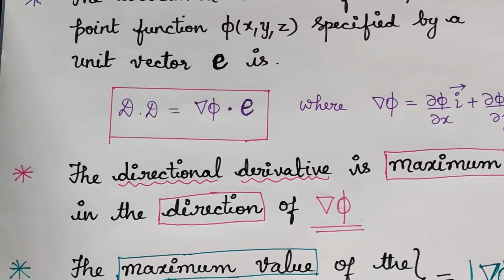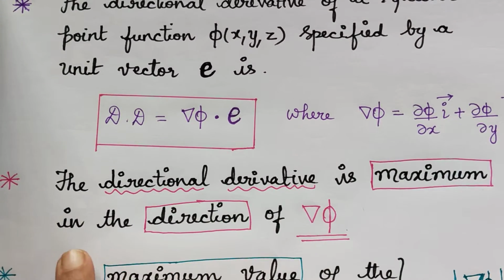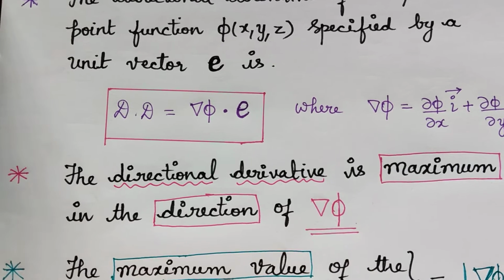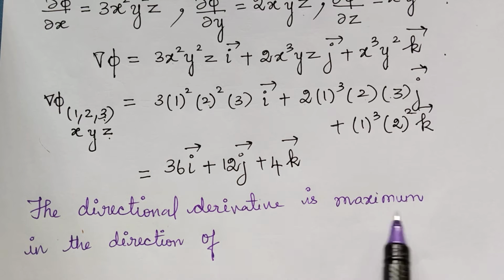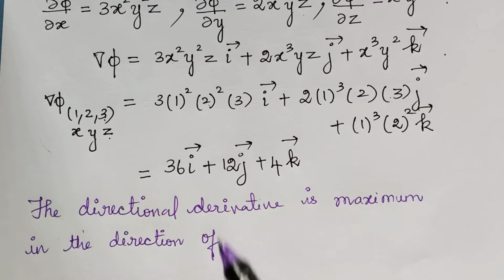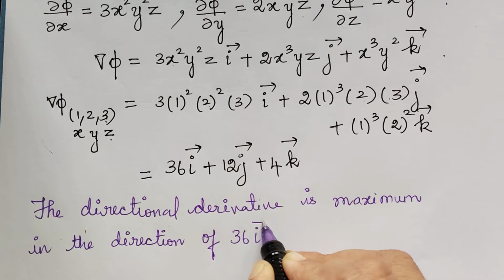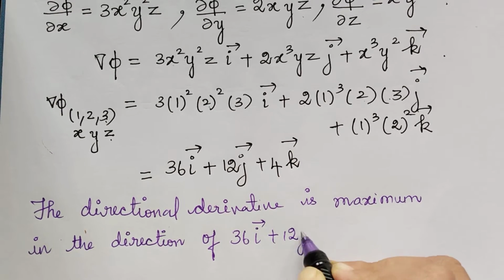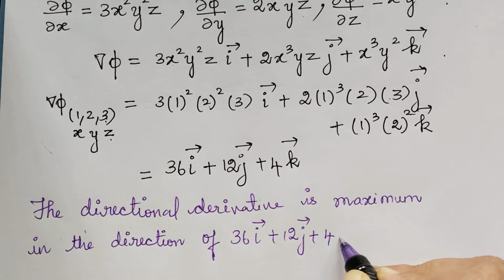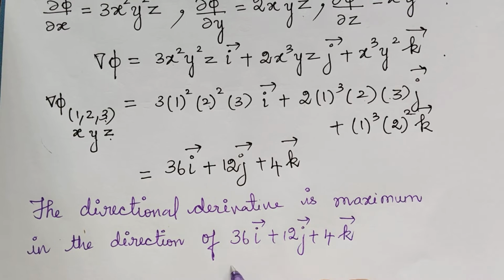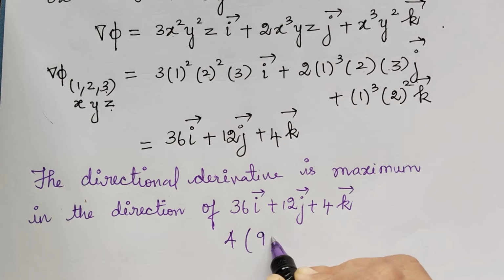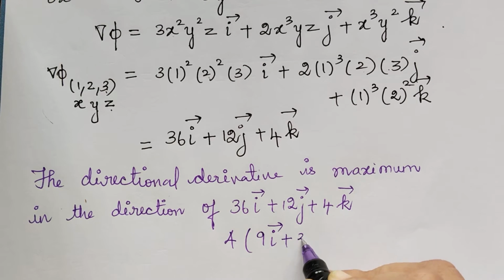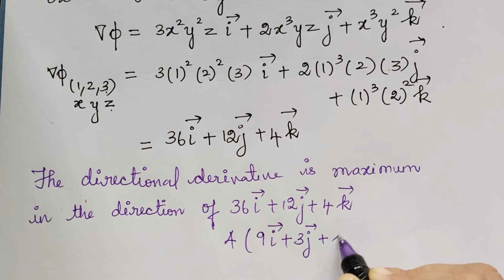We know that the directional derivative is maximum in the direction of nabla phi. So therefore we will write this. I have written the directional derivative is maximum in the direction of nabla phi. But what is nabla phi? It is 36 i vector plus 12 j vector plus 4 k vector. We can take 4 common from all the three terms, so we will have 4 multiplied with 9i vector plus 3j vector plus k vector.